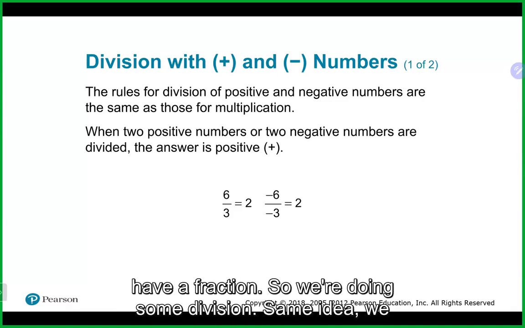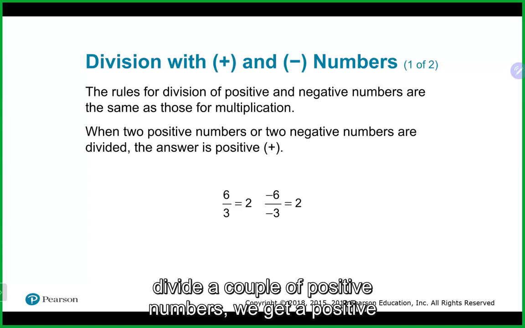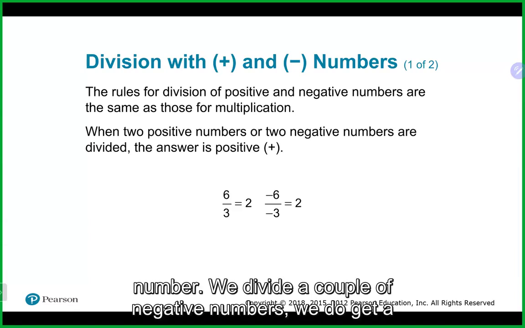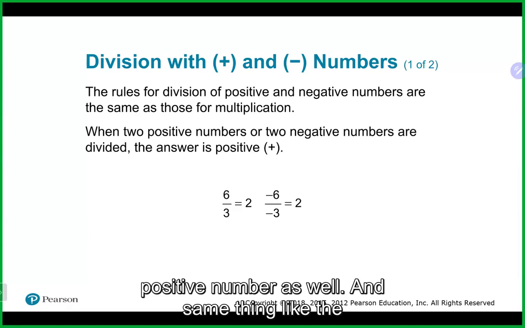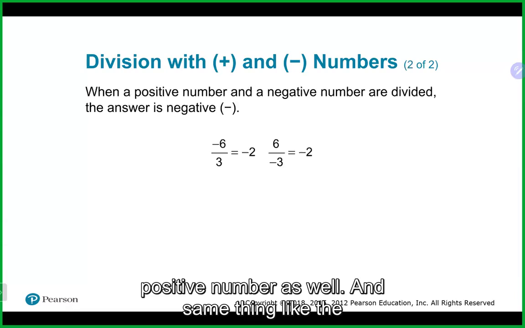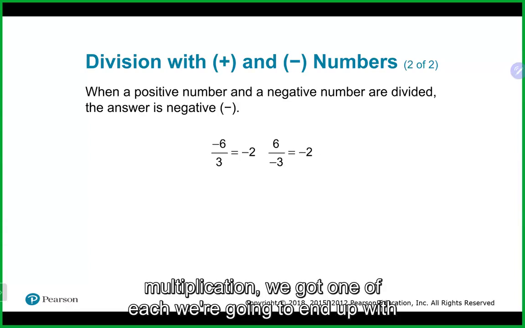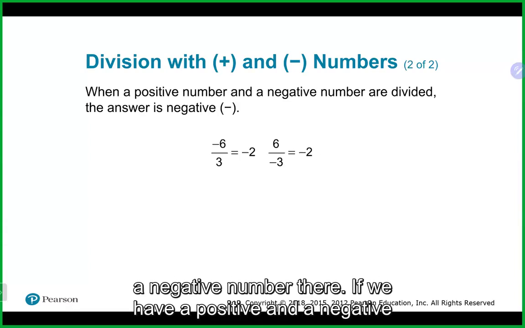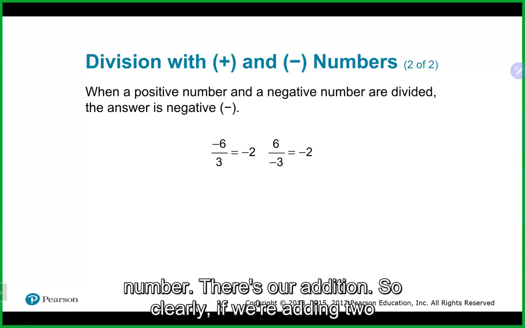Here, obviously, we have a fraction. So we're doing some division. Same idea. If we divide a couple of positive numbers, we get a positive number. We divide a couple of negative numbers, we do get a positive number as well. And same thing like the multiplication, if we got one of each, we're going to end up with a negative number, if we have a positive and a negative number.